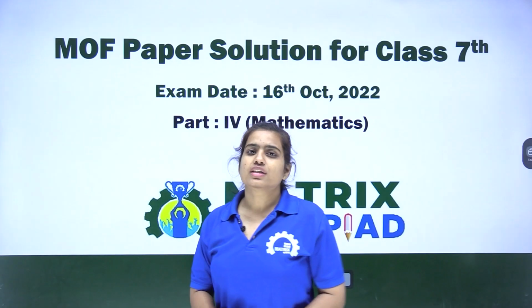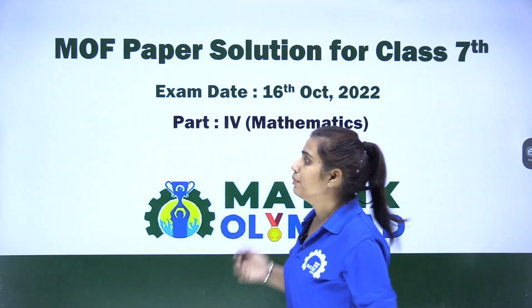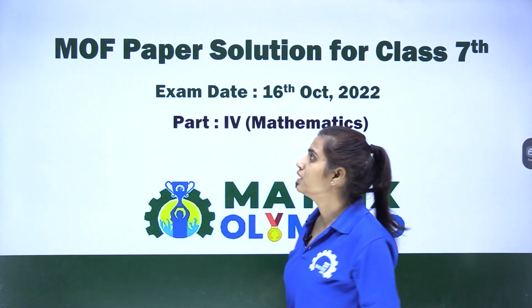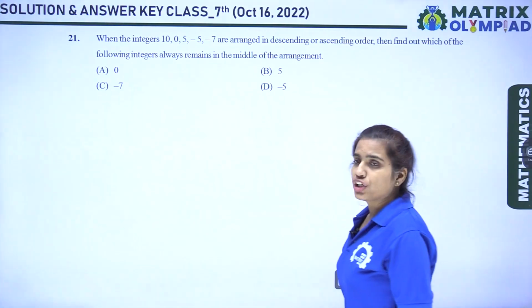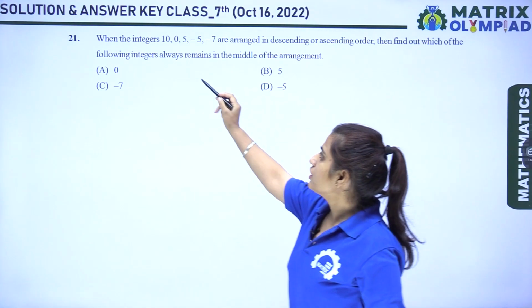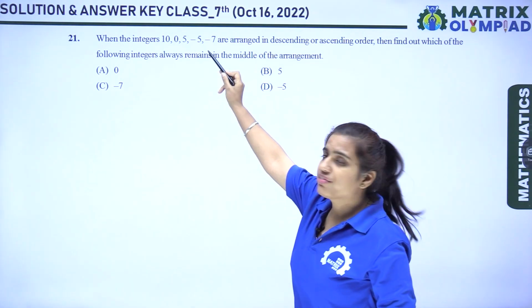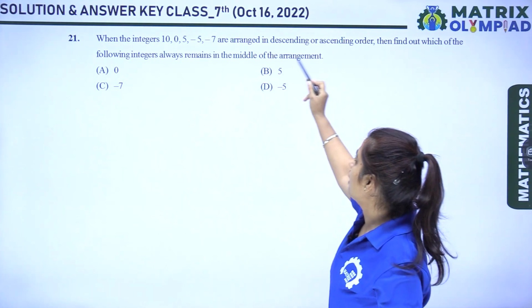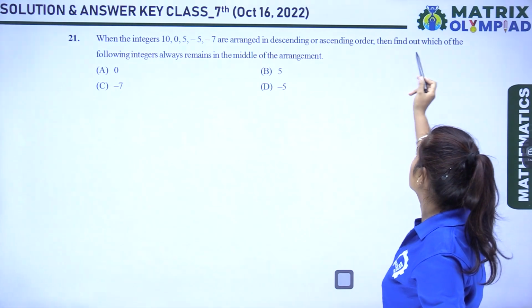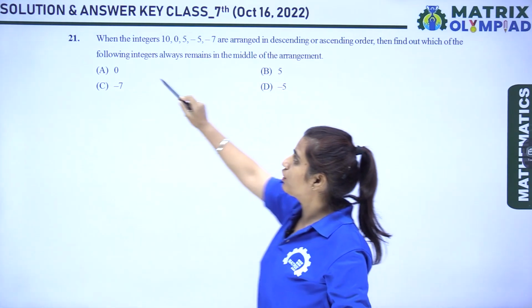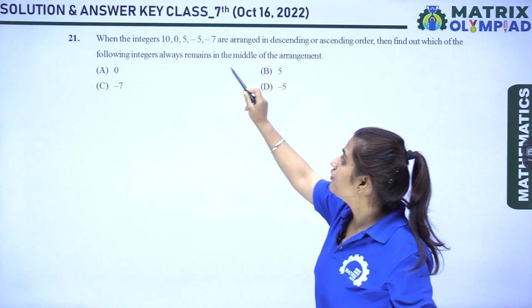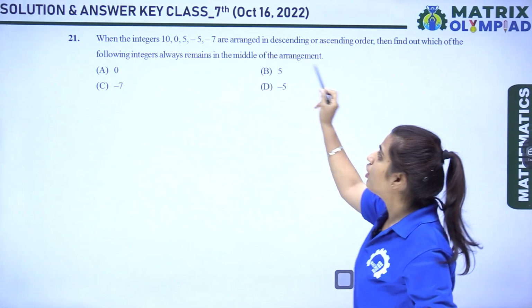Hello everyone, let's begin with the solution of mathematics part 4. Now the first question is, when the integers 10, 0, 5, -5, -7 are arranged in descending or ascending order, find out which of the following integers always remains in the middle of the arrangement.